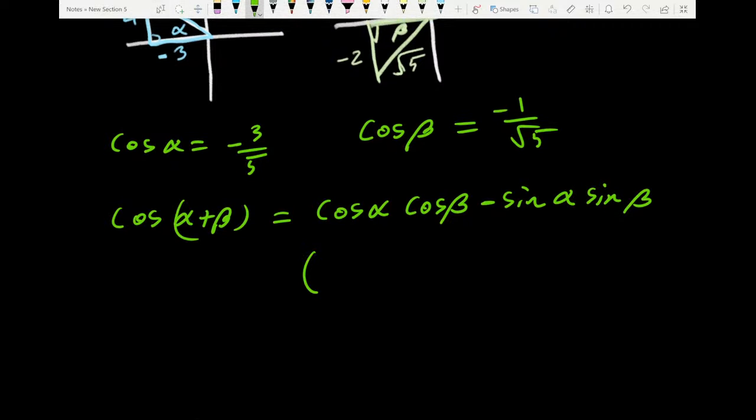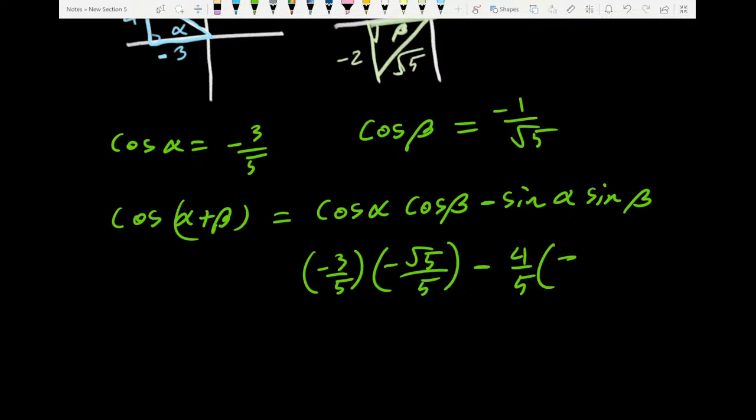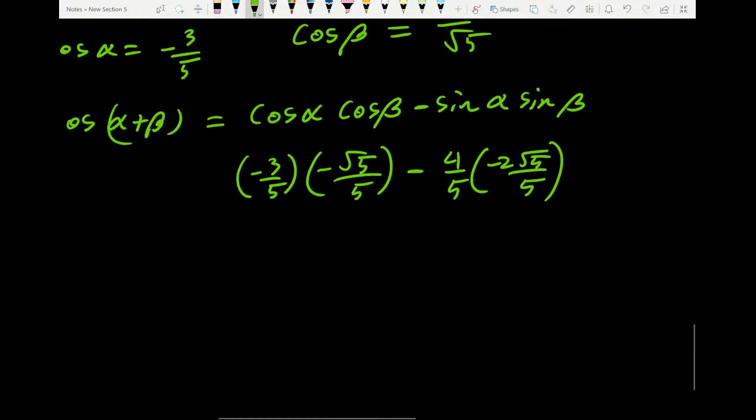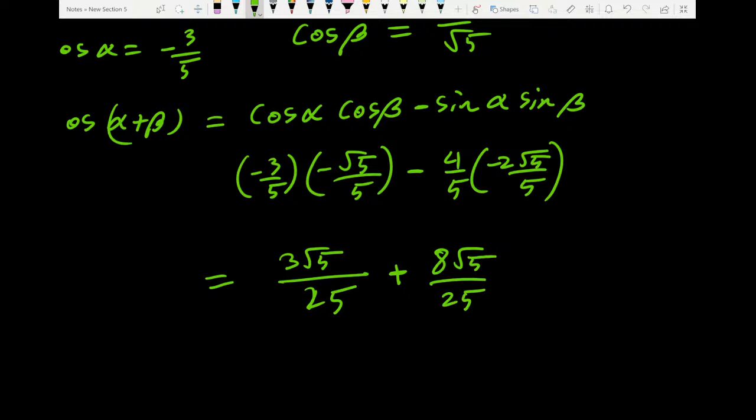Cosine of alpha is -3/5, times -√5/5, minus 4/5 times -2 root 5 over 5. Let me rationalize the denominator so it looks nice because we get the common denominator. And when I do that, this becomes 3√5/25 plus 8√5/25. And I could add them. I get 11√5/25.